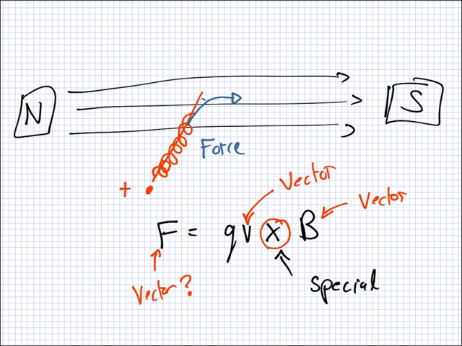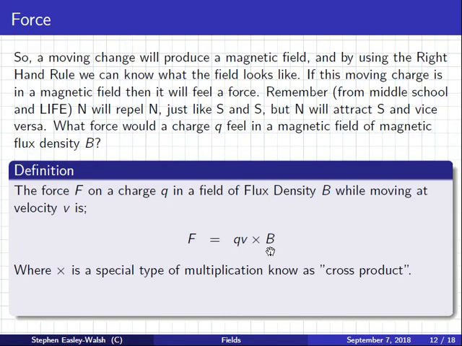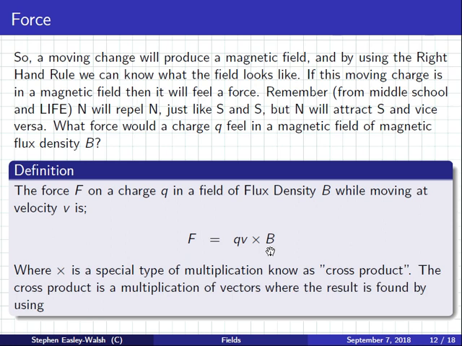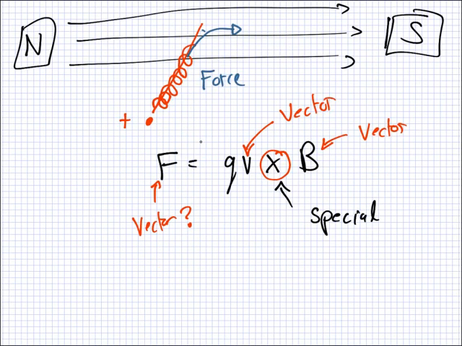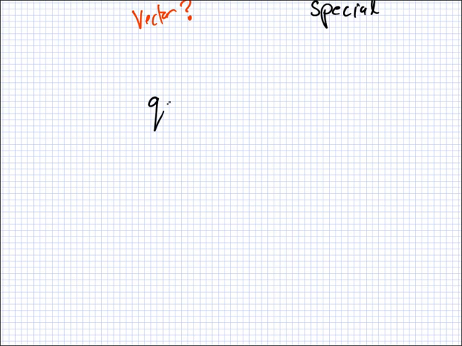You have to use your left hand for this one. You don't know this one? Now it is normal multiplication. For example, if Q is 1 coulomb, V is 1 meter per second, and B is 1 Tesla.